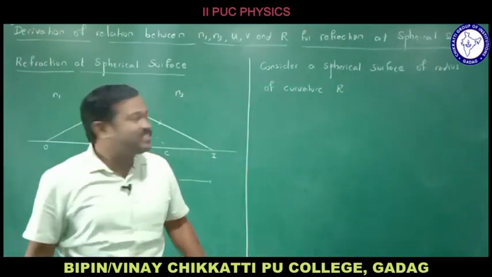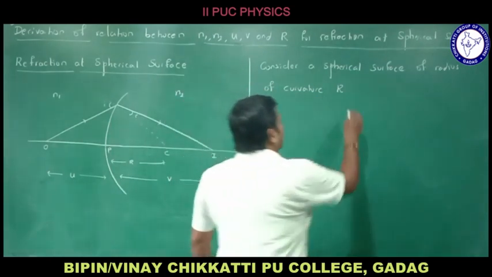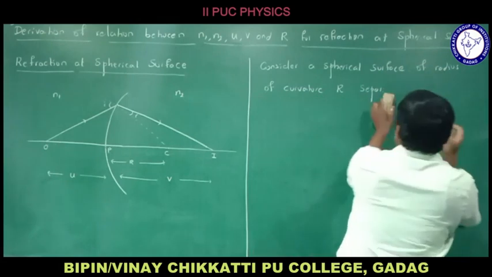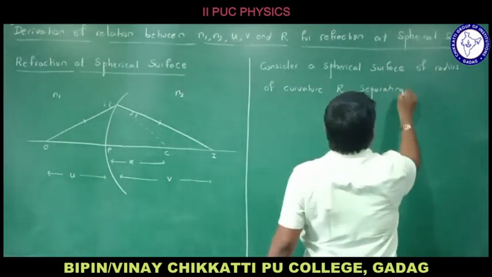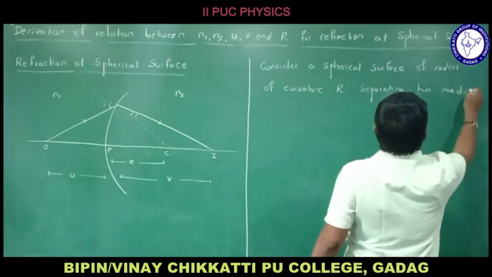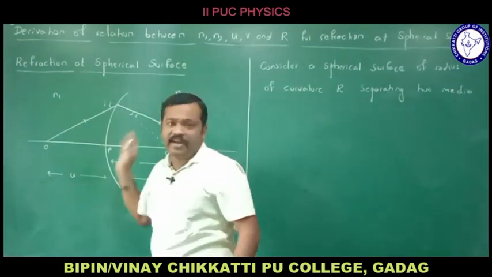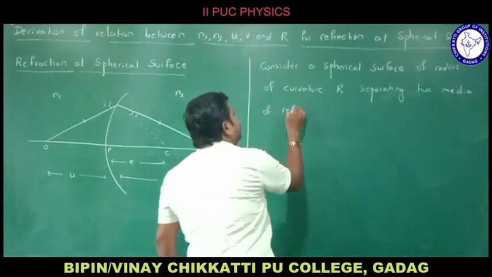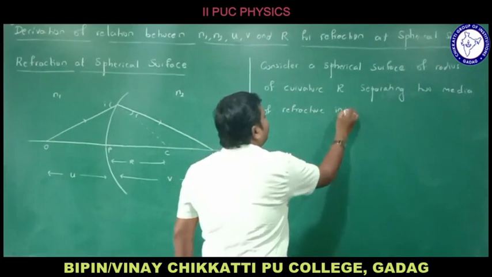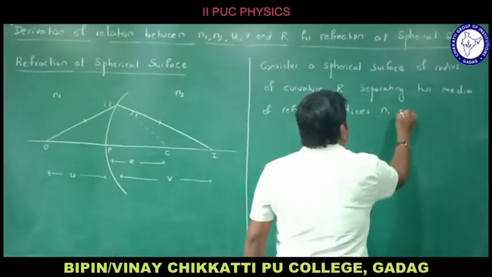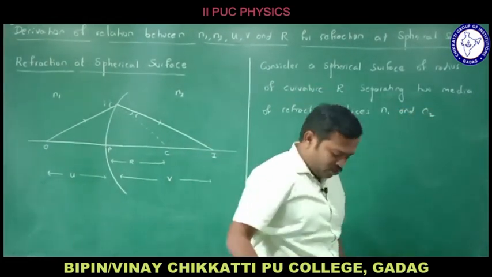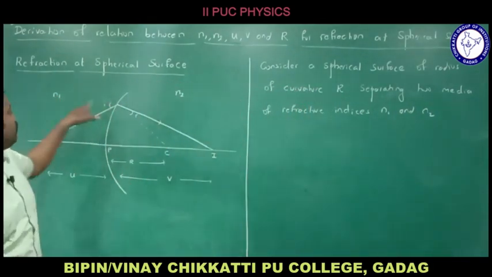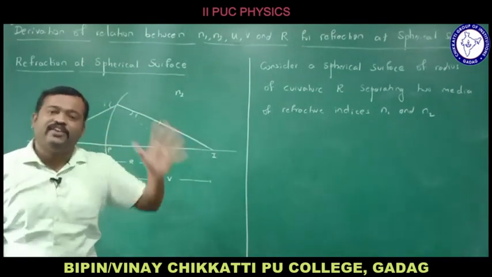Consider a spherical surface of radius of curvature R separating, let me take like this now here, separating two media, right? This spherical surface is separating two media of refractive indices N1 and N2, right? If I am speaking about refractive indices of two media, so what are those two media now here? N1 and N2. That is the refractive index of the two media now here, right?